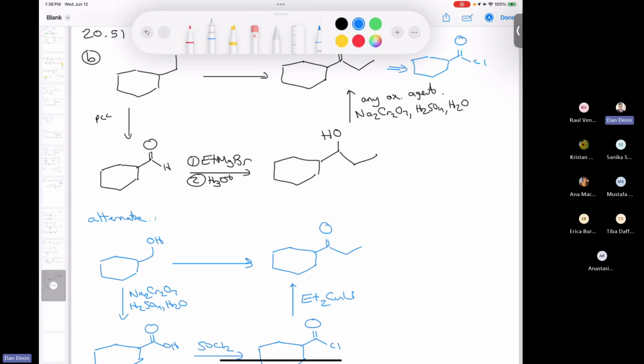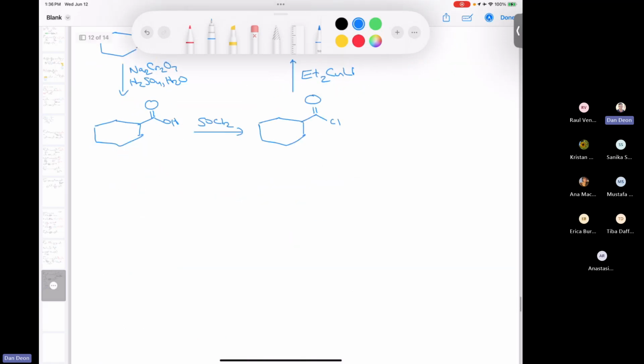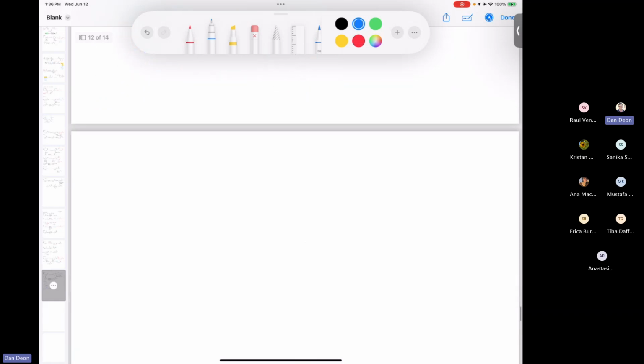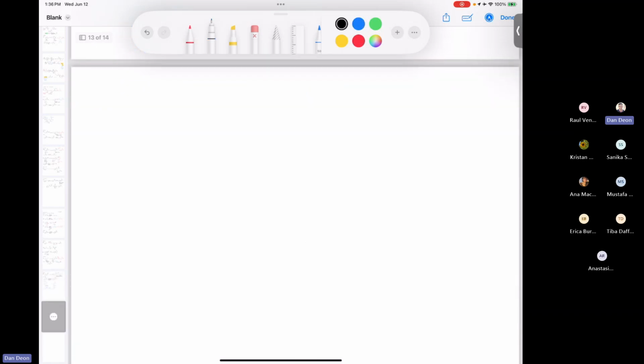Let's try one that is, I would say, a little more challenging. I've asked this question on a quiz years ago. This is 20.51. This is question C, okay, where we're starting out with bromocyclohexane. So let me make sure, do I have the right one here? Yeah. So we're starting out with bromocyclohexane.